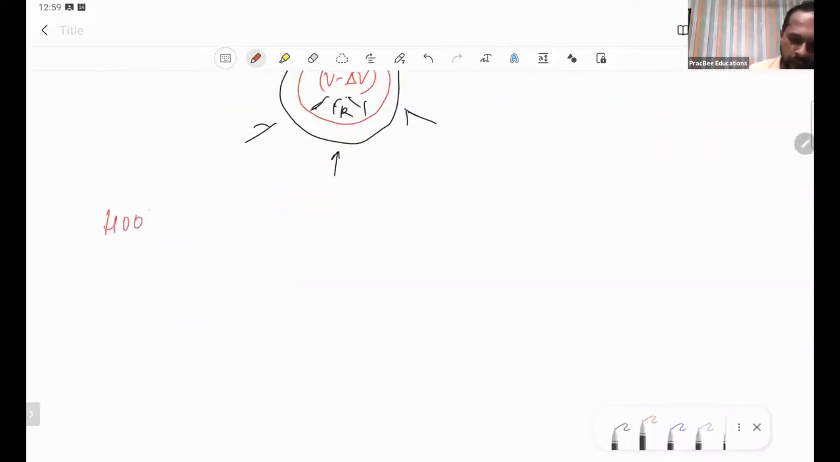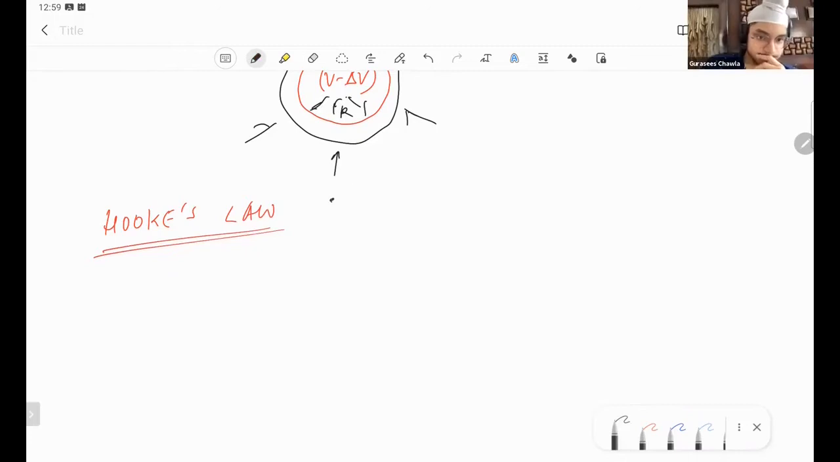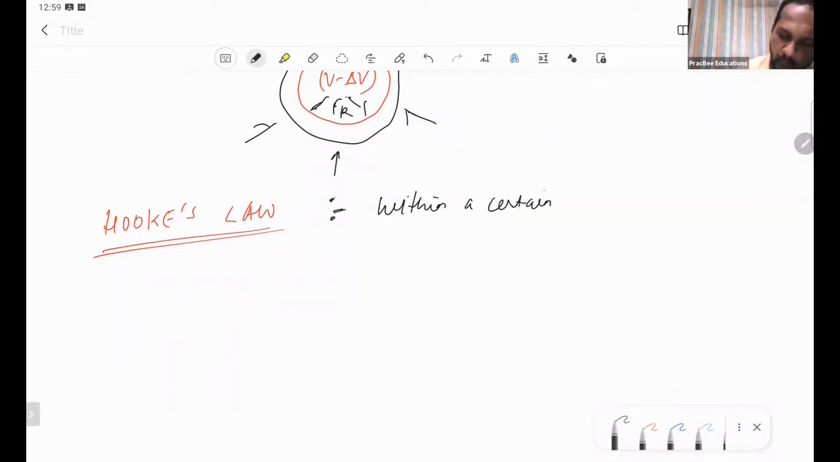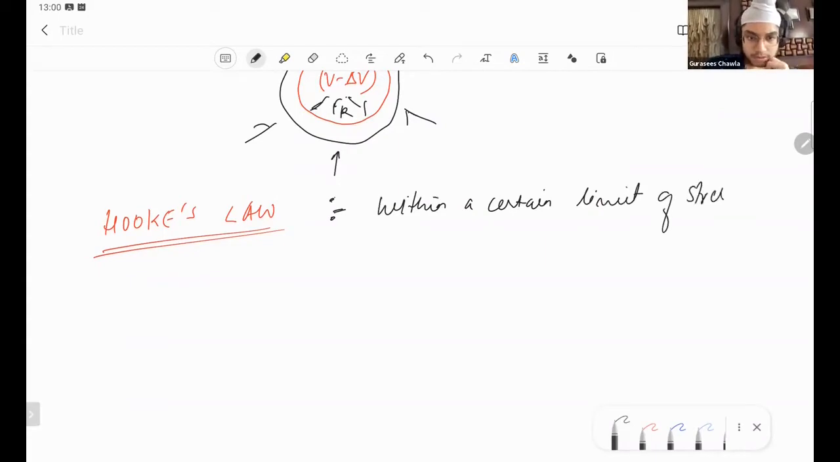I introduce a law that is called Hooke's law. ठीक है? This is applicable for spring also and all elastic bodies. So Hooke's law says that within a certain limit of stress, yes, sir, this limit is called the proportional limit.